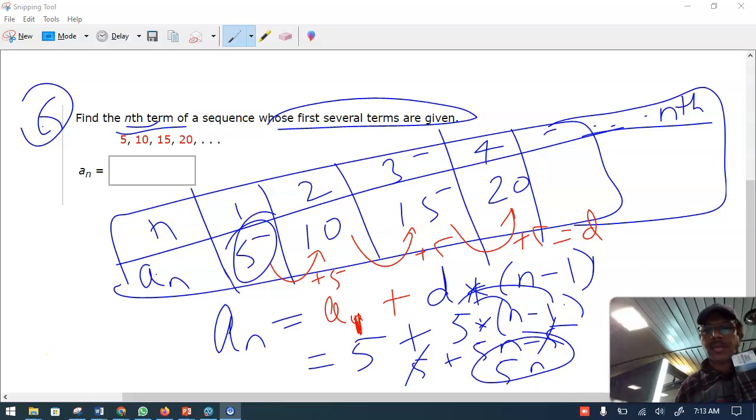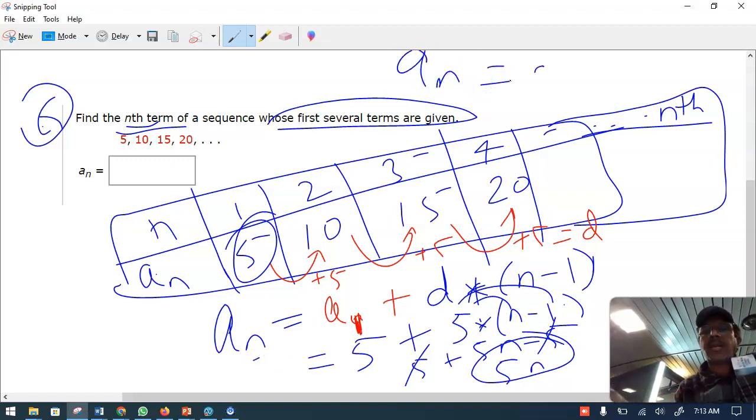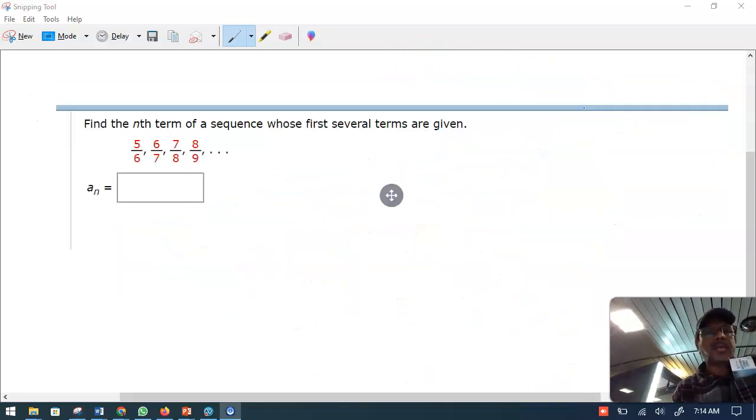Okay, so I hope this is taken care of. Let me go to the next question, problem number 7. So this is the n term. Here you write a_n is 5 and then you're done. That's all it is. Now let's move to the next question.